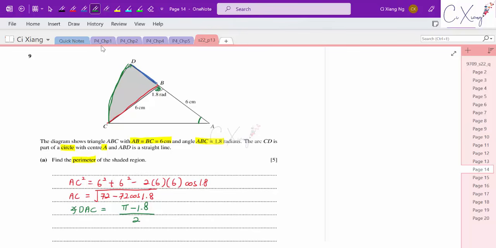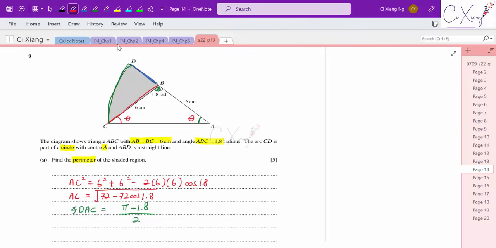So the angle DAC is (pi minus 1.8) divided by 2, because we have an isosceles triangle. When you have an isosceles triangle, you know that this angle and this angle should be the same. So our angle DAC equals this value, and I will keep it in the exact form because this is not my final answer yet.